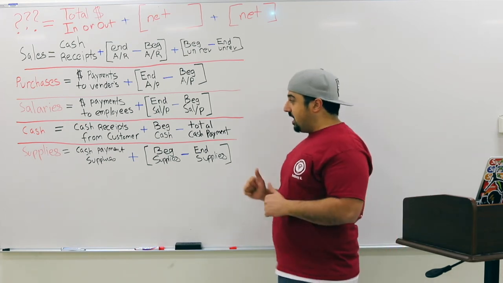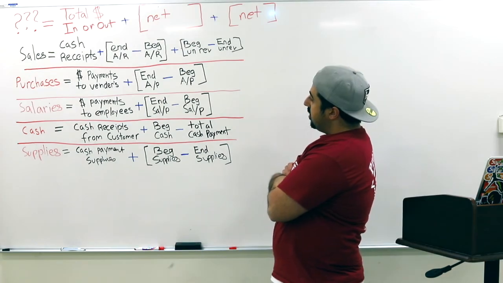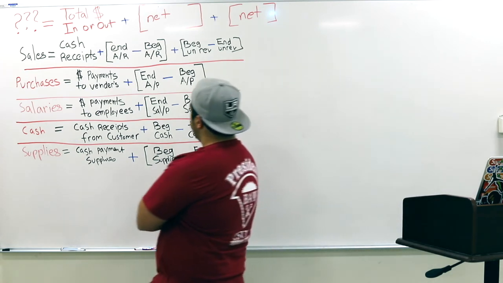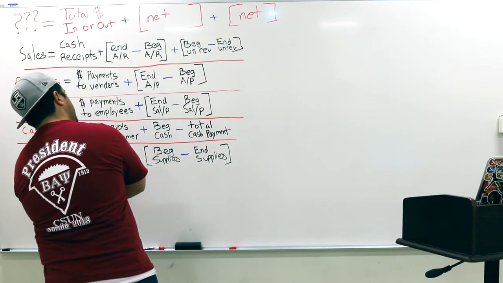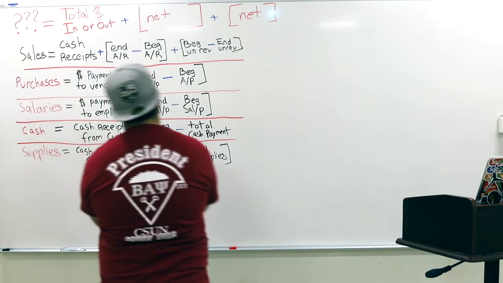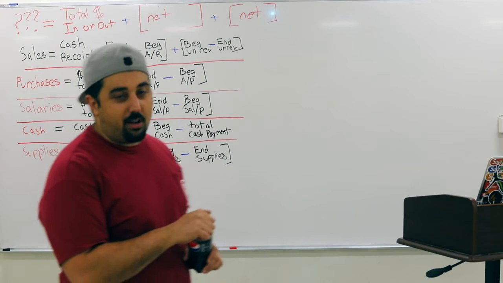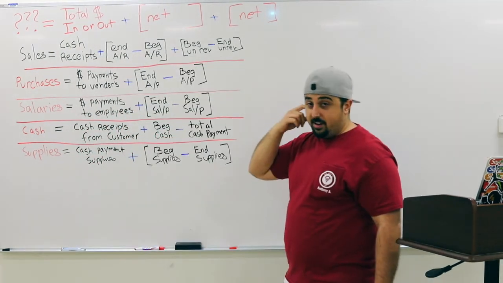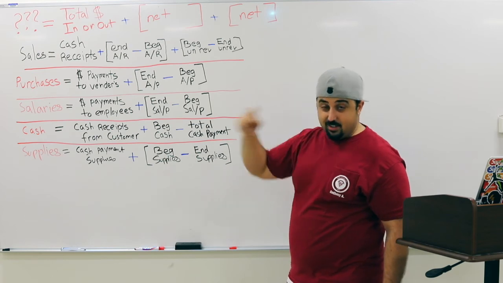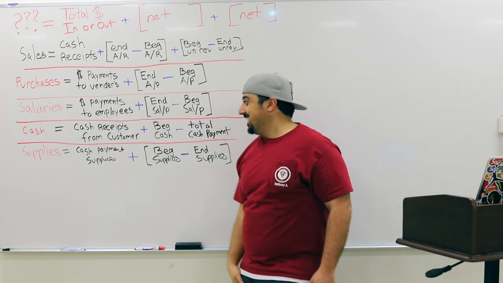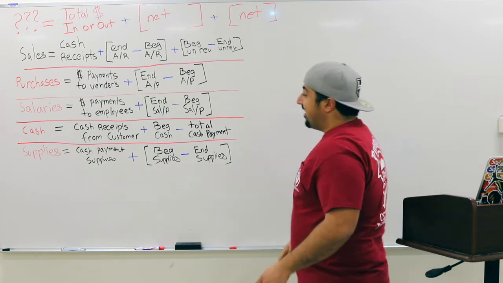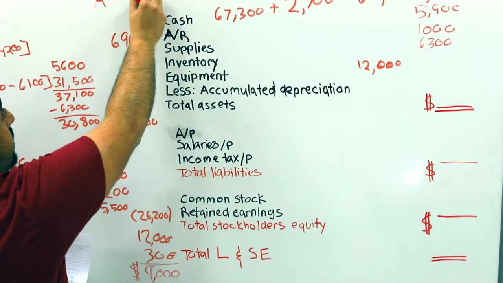We're gonna get these purchases down right now. Okay. Proudly sponsored by Pepsi, paying me the big bucks. Find it. So purchases. All right, this is the accounting equation.